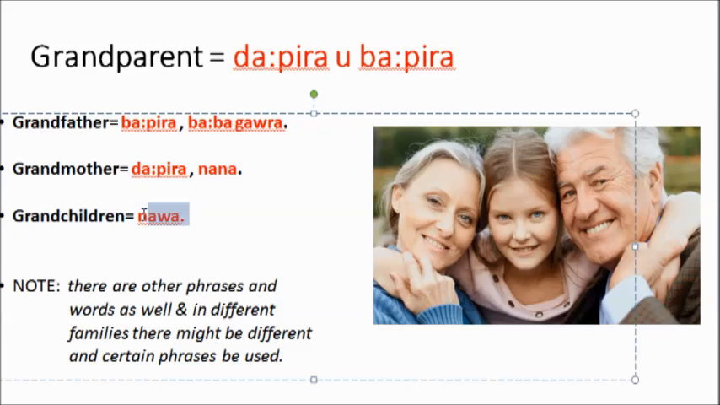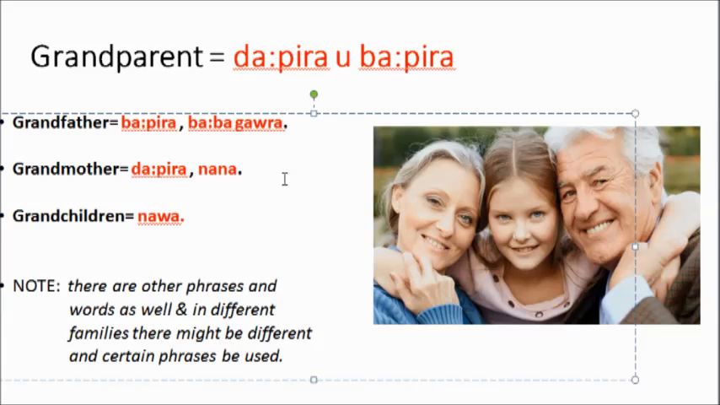Okay, then we have grandchildren. Basically, grandchildren means Noah. Both of these are short vowels. Noah also can mean generation. Noah means generation as well, but it also can mean grandchildren, both grandson and granddaughter. So there's no separate word for grandson or granddaughter. In Kurdish you can just say Noah.